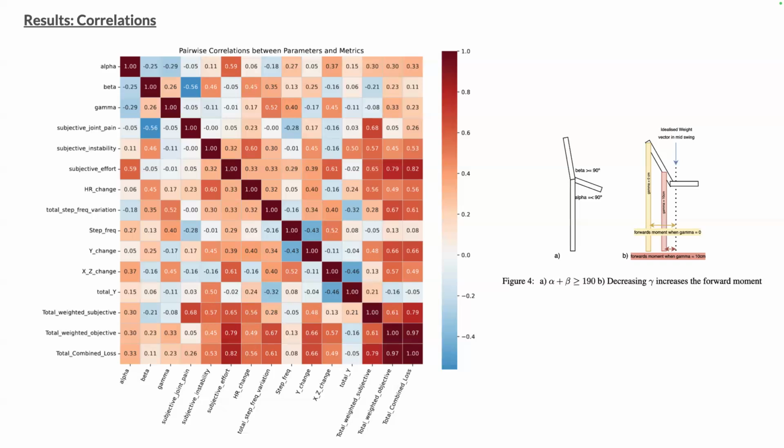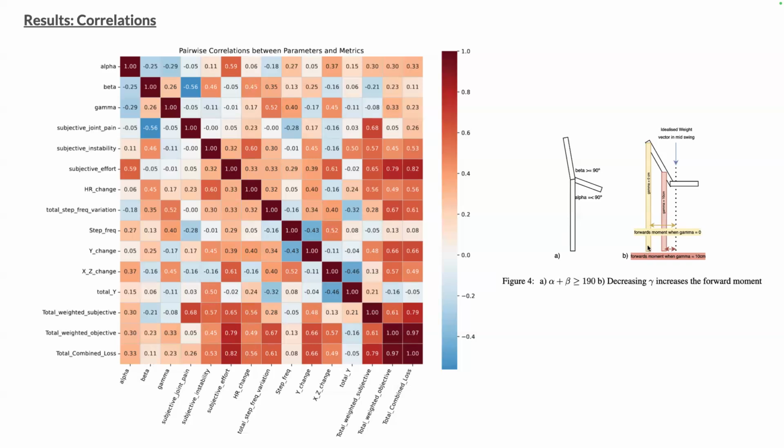The moment that beta increases, that means that regardless of what alpha is doing, the weight shifts and is distributed better across both the wrist and the forearm. And so the larger the beta, the lower the pain. And the last one, gamma, is also quite interesting. It's quite strongly correlated with total step frequency variation, the step frequency, and the XZ change. And this diagram on the right goes to explain that.